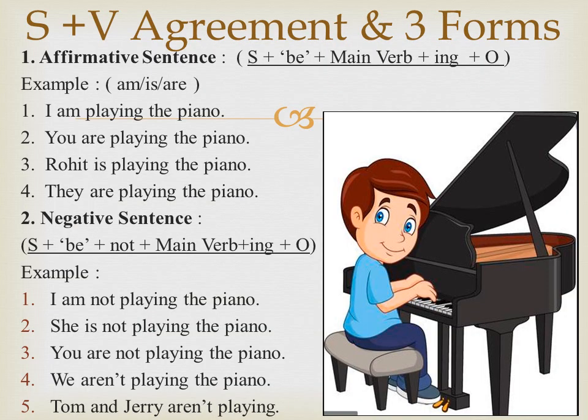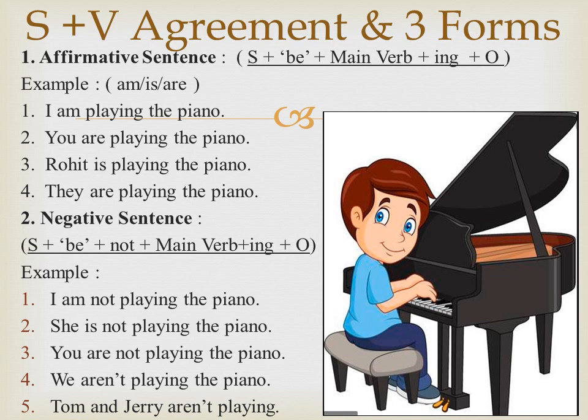Let us learn the subject-verb agreement. Present continuous tense has two verbs. One is be verb, am, is, are, and the other one is the main verb with ing form. Just make sure to write be verb to agree with the subject. I am, he is, you are, etc. Three forms are affirmative sentence, negative sentence, and interrogative sentence.